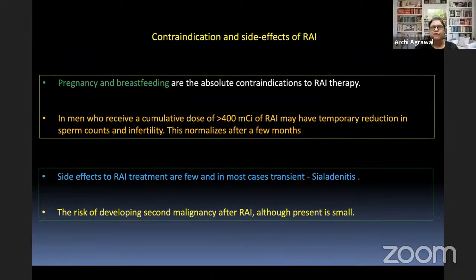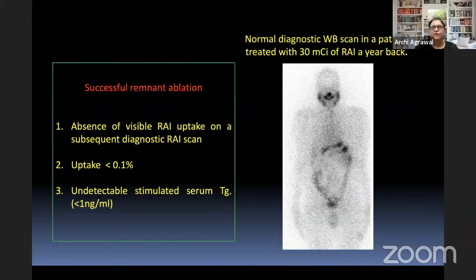So once we have treated a patient with radioactive iodine and we do a whole body scan at 6 months, when we see this, we know that there has been successful remnant ablation. Now, what is successful remnant ablation? When you don't see any visible uptake. Sometimes you may see some uptake here, but on that basis, you should not go ahead and treat the patient again with radioactive iodine.